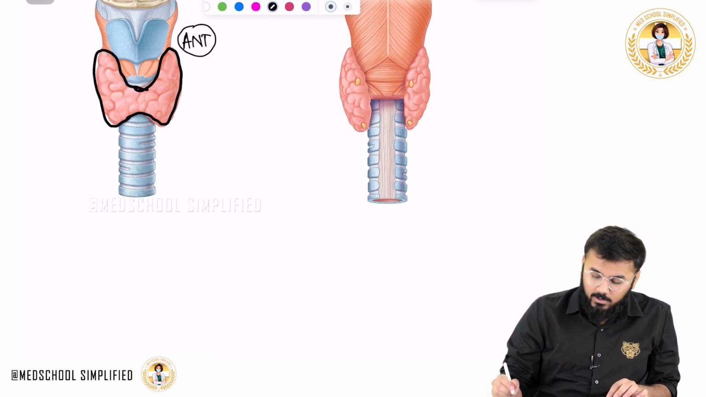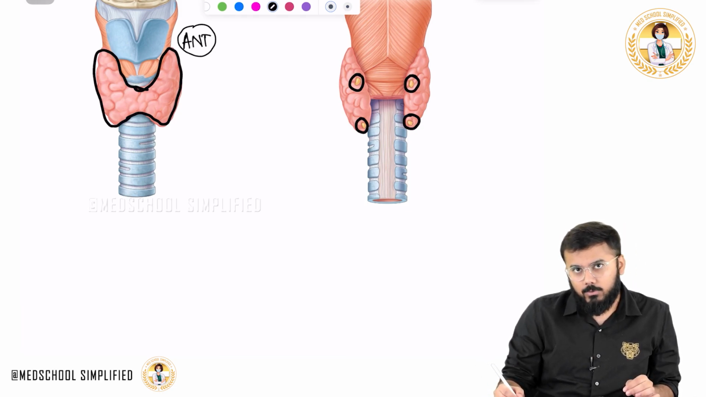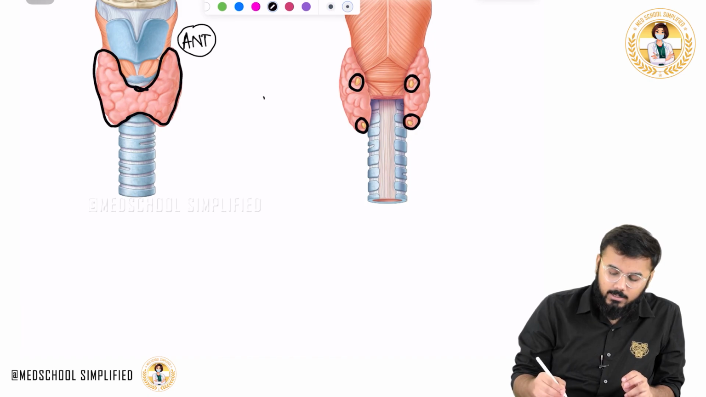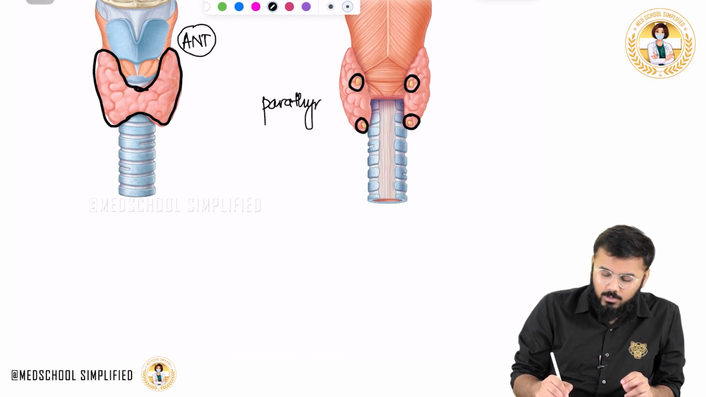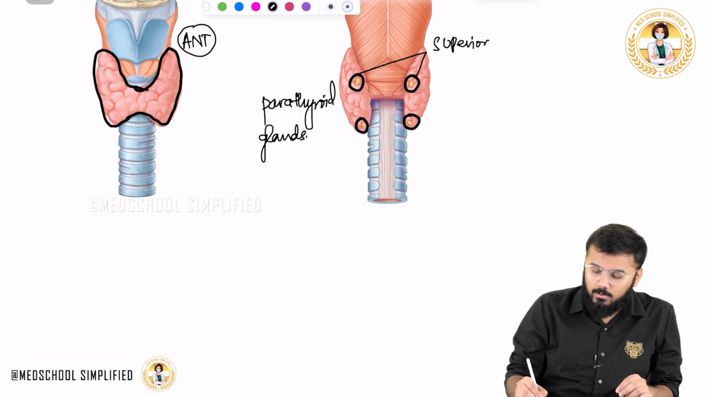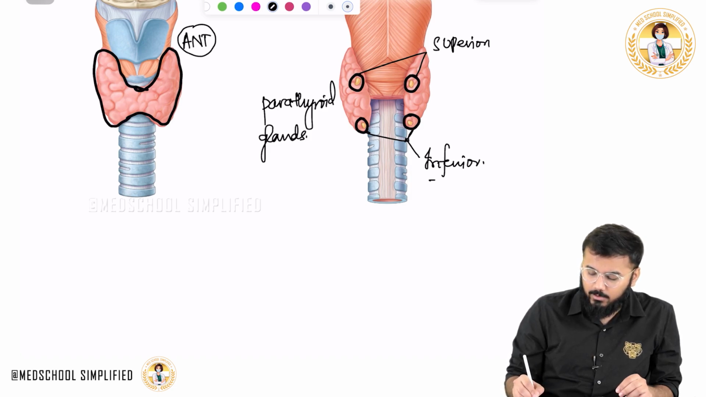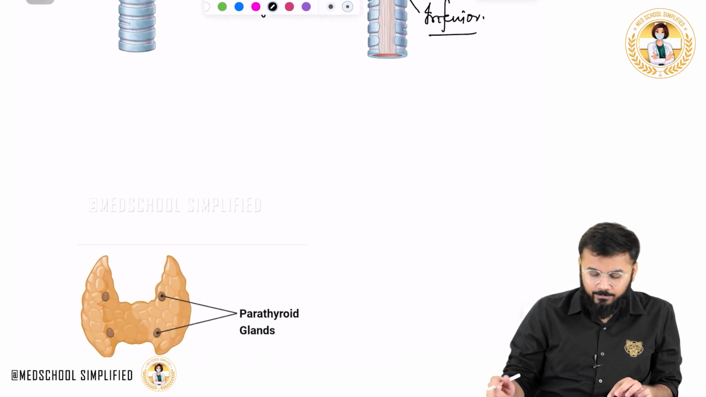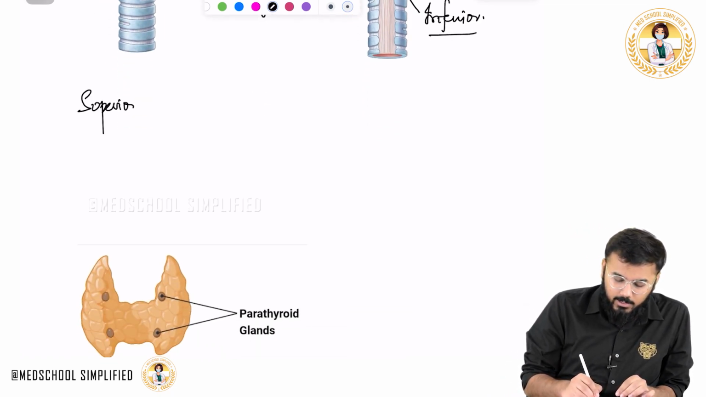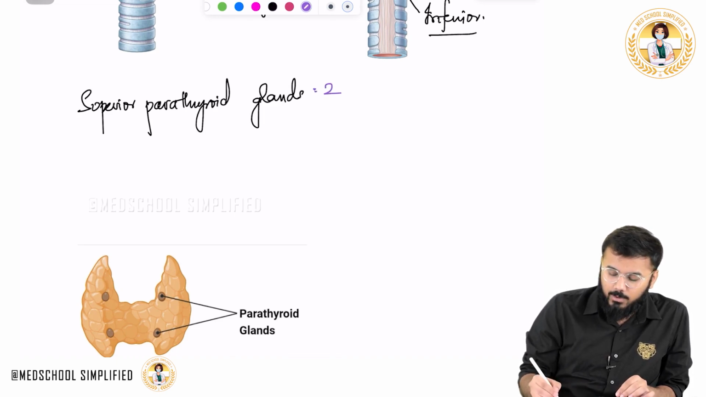On the posterior side of the thyroid gland, you see four small glands here. These 4 small glands located on the posterior side of your thyroid gland are called your parathyroid glands. Out of these parathyroid glands, these 2 are called the superior parathyroid glands, and these 2 are called the inferior parathyroid glands. There are 2 superior parathyroid glands.